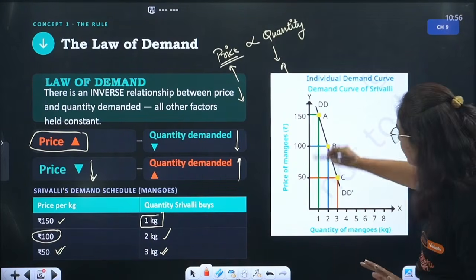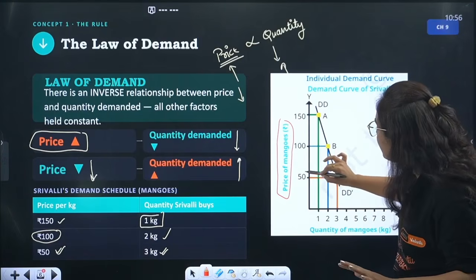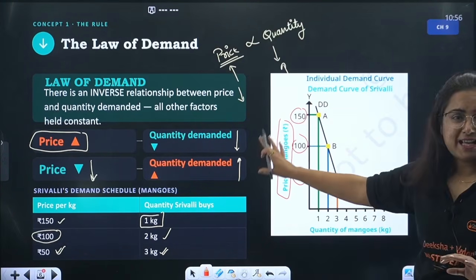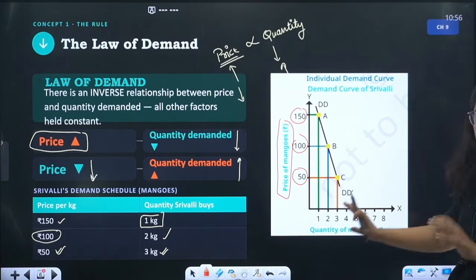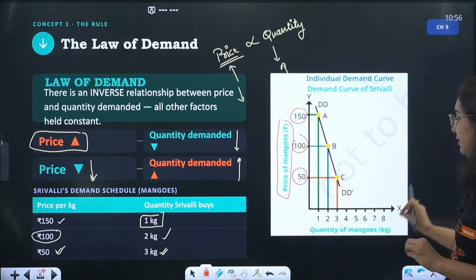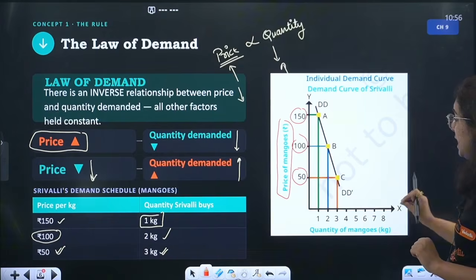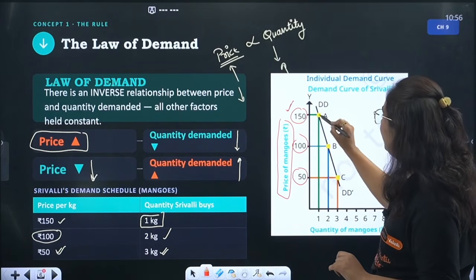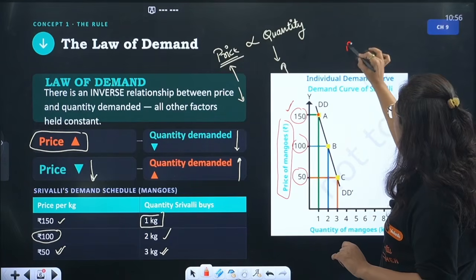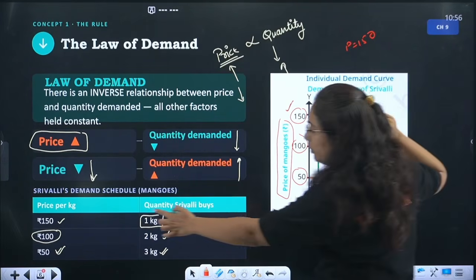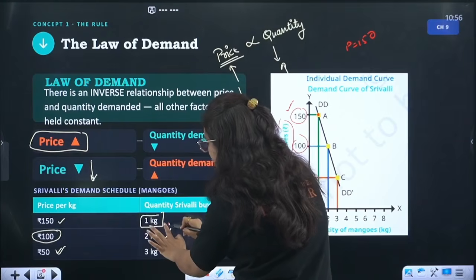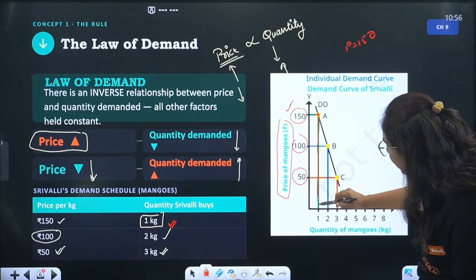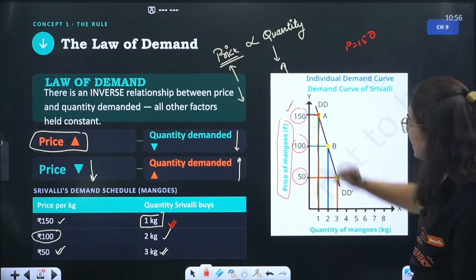So what happens here? It is the prices of mangoes, starting with 50 rupees, 100 rupees and 150 rupees on the y-axis. On the x-axis, I have written the quantity of mangoes. Whenever the price of the mango was 150 rupees, as it is written here, how much quantity of mango can you buy, beta? You can buy only one quantity of mango, and the dot comes here, isn't it?